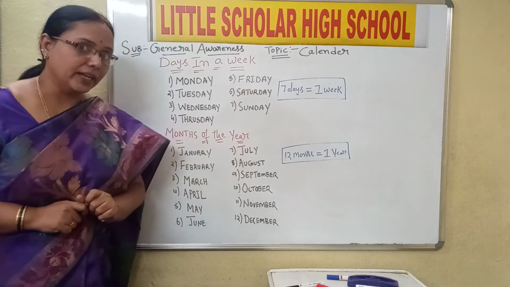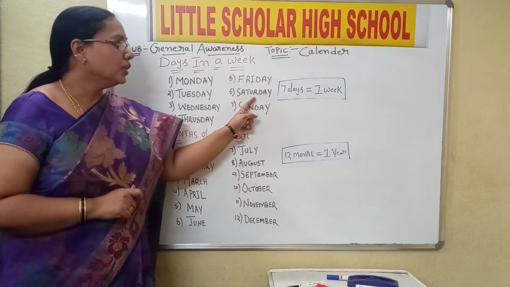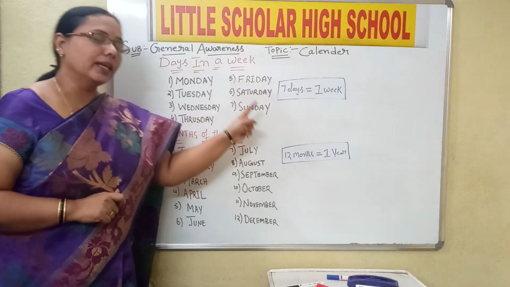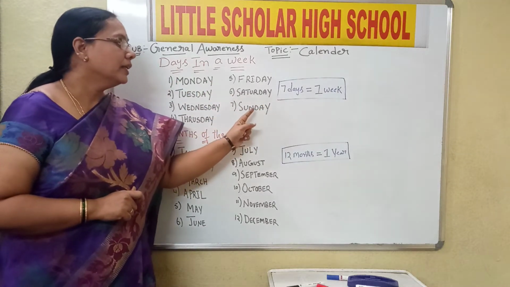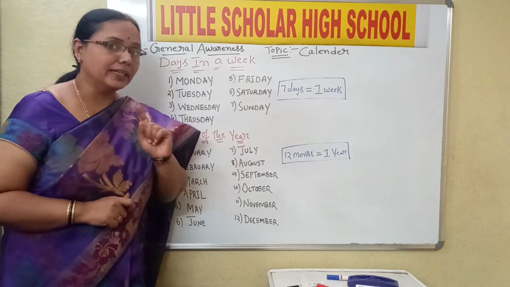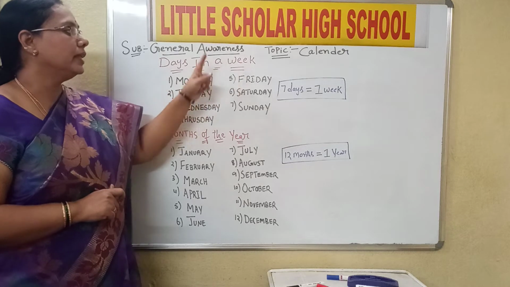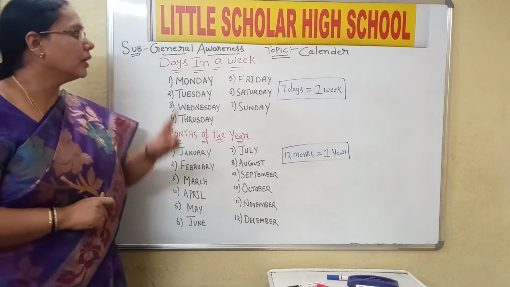Okay, then what is the spelling of Friday? F-R-I-D-A-Y, Friday. Then Saturday, S-A-T-U-R-D-A-Y, Saturday. And then Sunday, S-U-N-D-A-Y, Sunday, isn't it? So, how many days are there in a week? There are 7 days in a week.